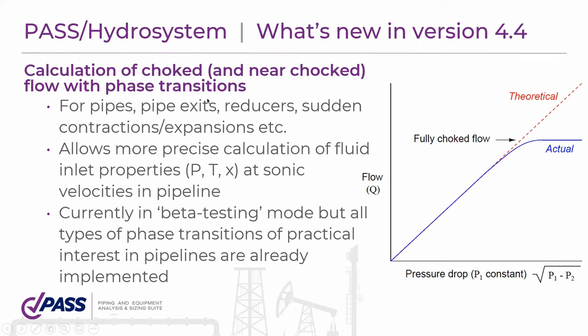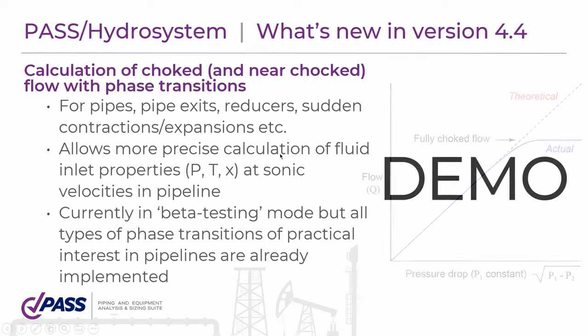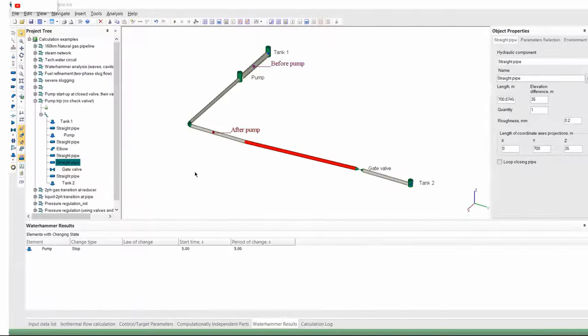So for example, if you have a huge pressure drop on elements with choked flow, some kind of pipe exits or reducers or contraction expansion, et cetera, then the phase transition can occur, for example, from liquid to two-phase or from two-phase to gas. And this time the calculation is very, very complicated. And now starting from this version of HYDROSYSTEM, we can perform this analysis too. So allow me to show it to you.